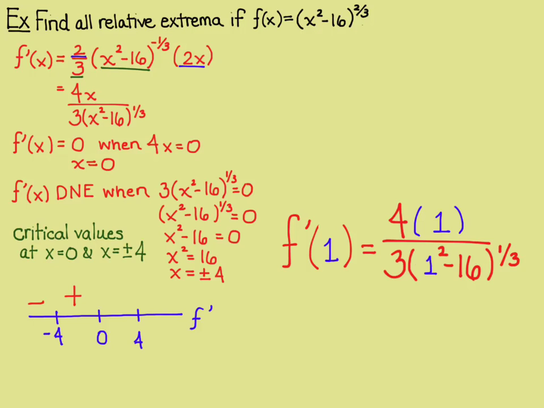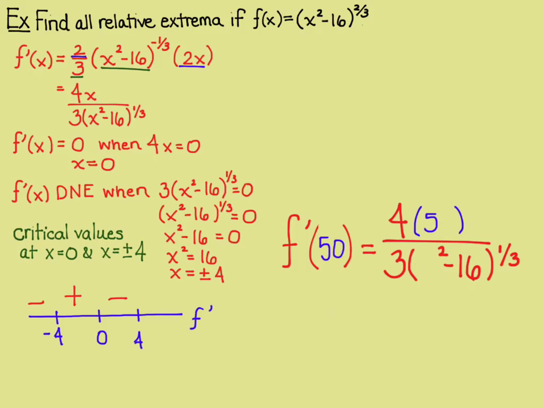Now I'm going to do the same for my favorite number between 0 and 4, which happens to be 1. Notice that the numerator is now positive, and the denominator remains a plus times a minus. So I get a positive over a negative, which gives me a negative. So in the interval from 0 to 4, I write a negative sign.